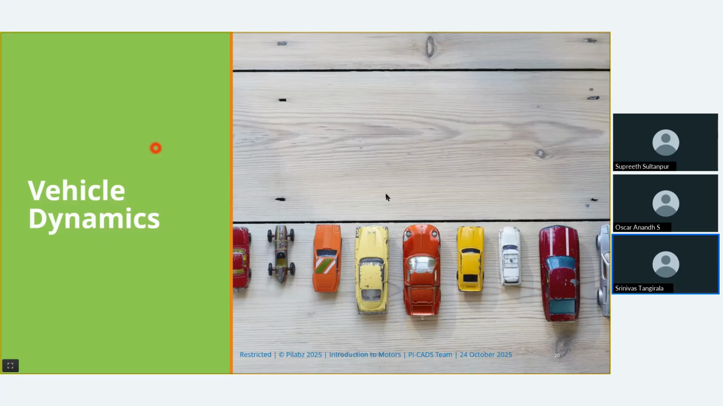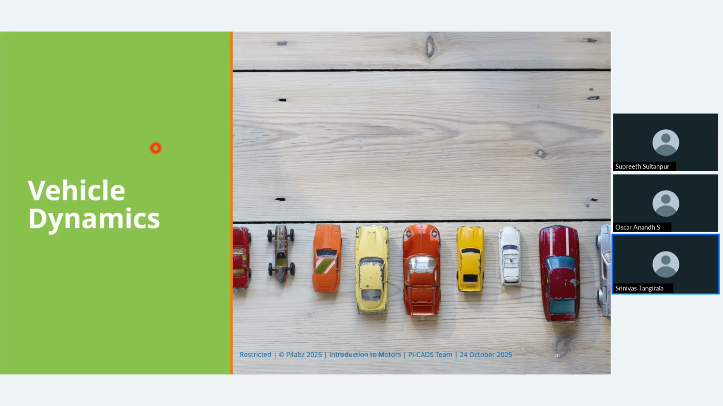Hopefully you got the idea. Now we will shift to vehicle dynamics. Yeah, vehicle dynamics. Why are we doing this topic today? This is to understand, from the specifications of an application of a motor, how we design the motor based on the application. So that is what we're trying to do here.